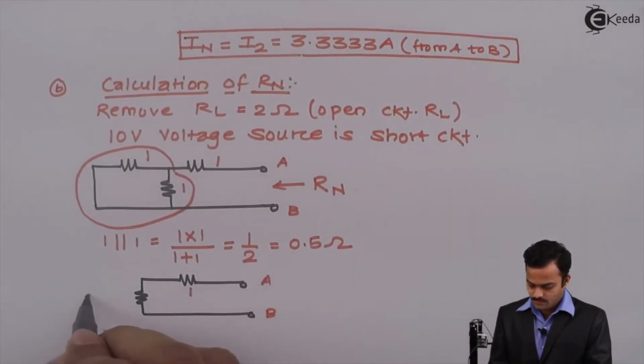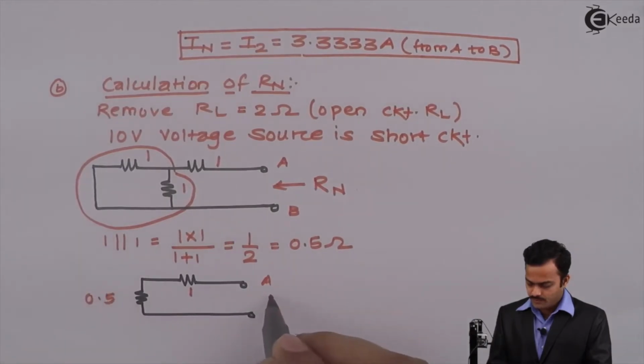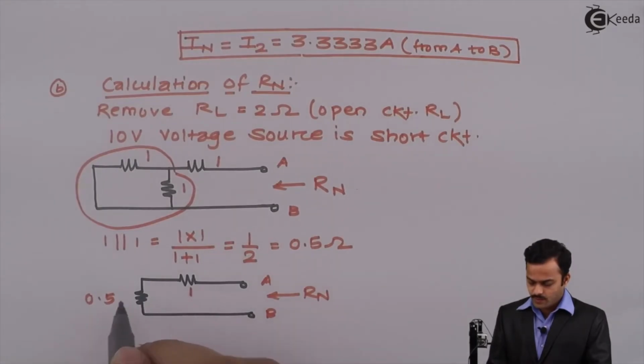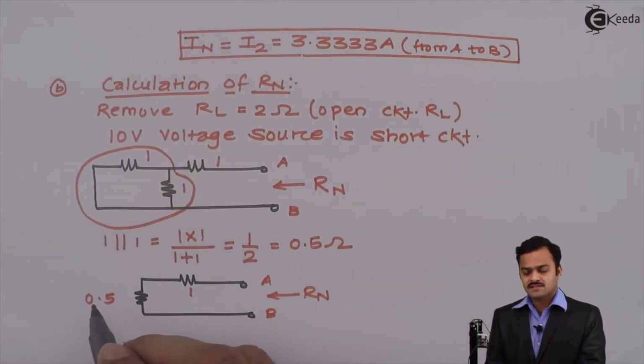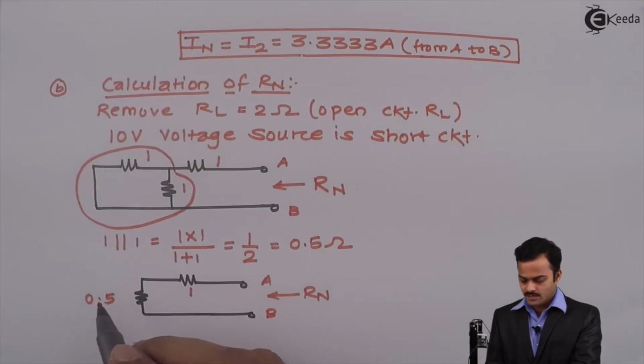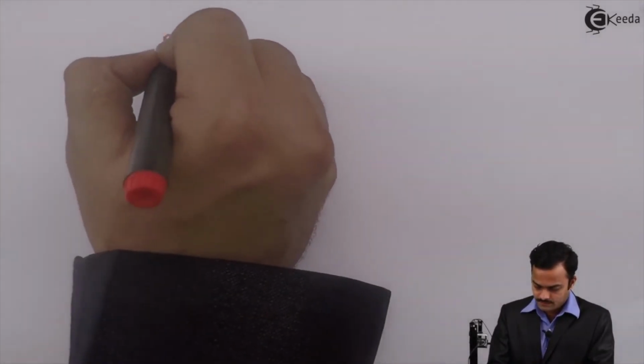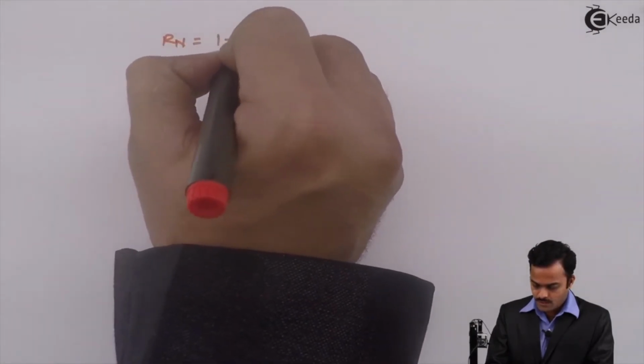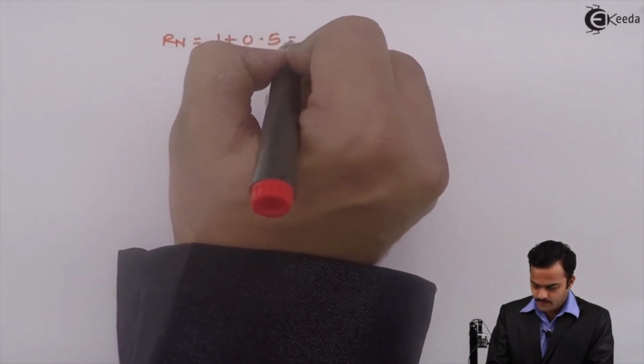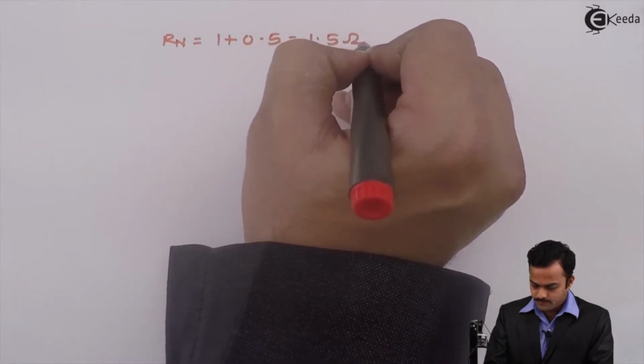This is 1 ohm, this is the equivalent 0.5 ohm, and RN. So here it's very easy, 1 and 0.5 will come in series. So the answer I will get is 1.5. So RN is 1 plus 0.5, 1.5 ohm.